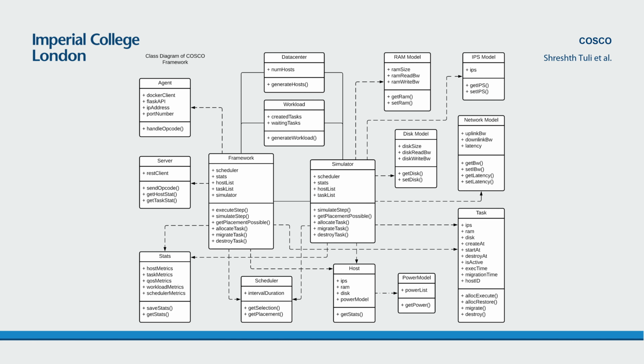To implement the COSCO framework, we use an object-oriented programming model and realize it using the Python programming language. I will now provide details of various Python classes which together consolidate to the complete framework.